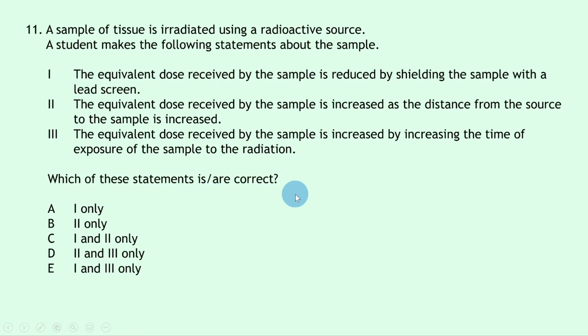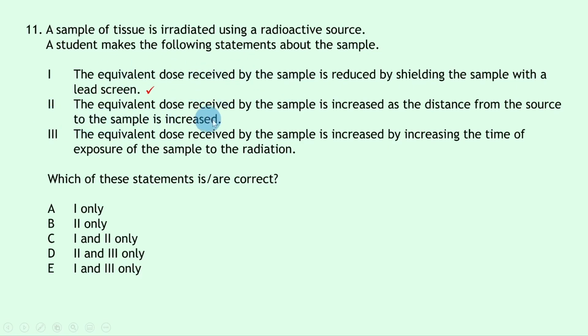Well, let's go through each statement again and decide which ones are true or false. For statement 1, the equivalent dose received by the sample is reduced by shielding the sample with a lead screen. That is going to be true because remember, lead is a good shielder or absorber of radiation. That's because it's going to absorb alpha, beta and most of gamma. But remember, some gamma rays will still get through lead because it's not a perfect absorber of gamma rays. But it's going to do a good job of reducing the equivalent dose or the exposure to the radiation.